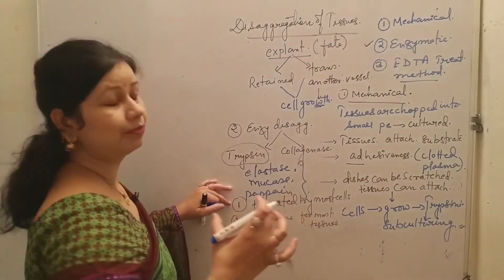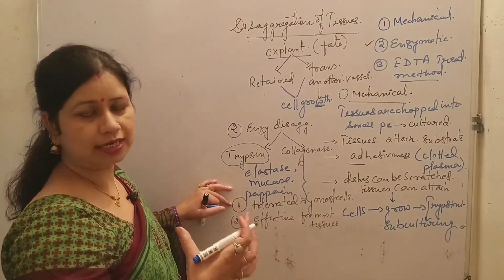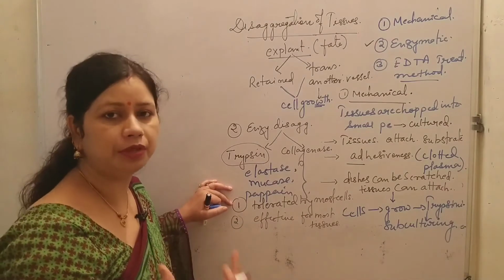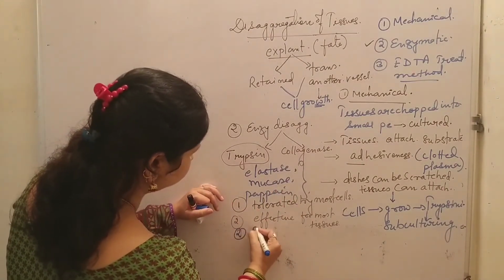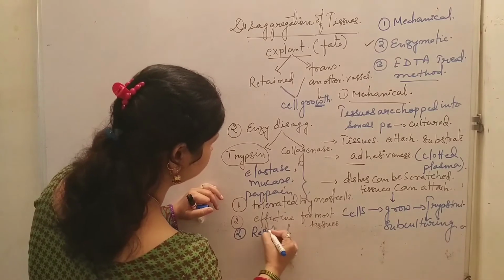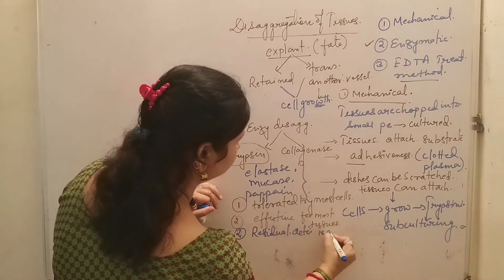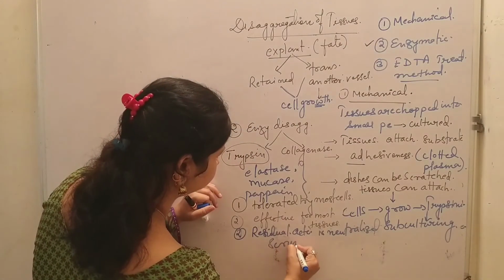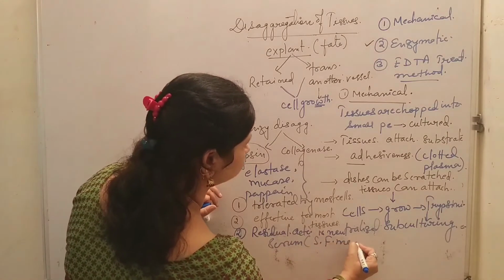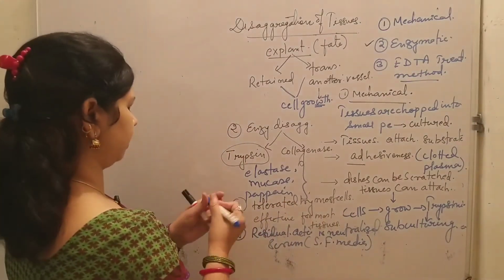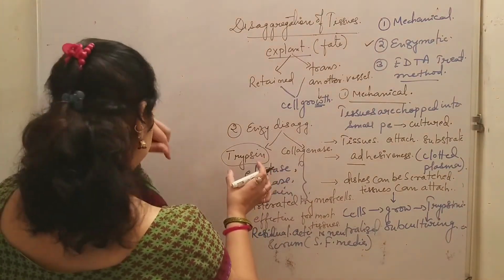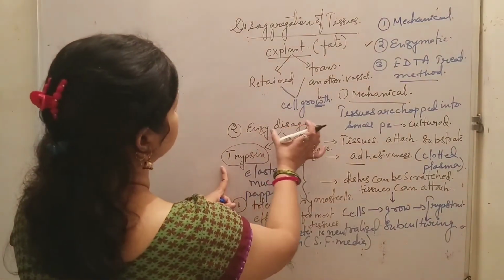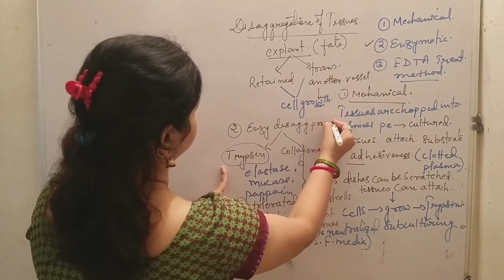One more plus point of trypsin is that its residual activity is neutralized by using serum in case of serum free media. So these are some of the points for using trypsin as the most commonly preferred enzyme for the enzymatic disaggregation method.